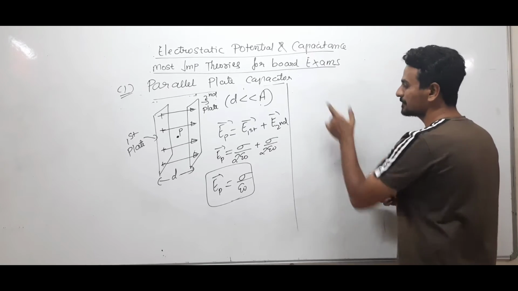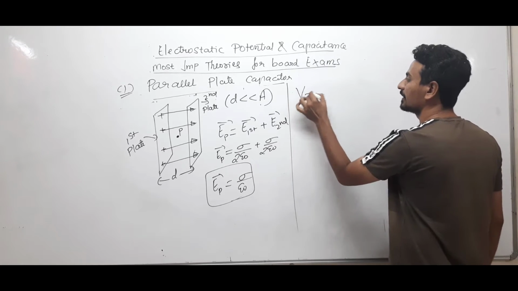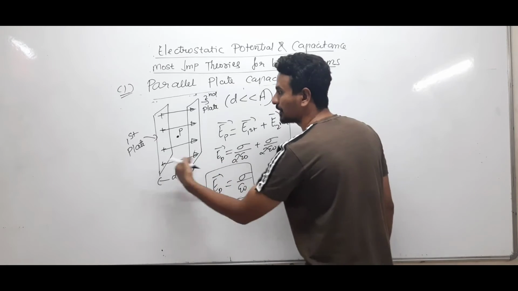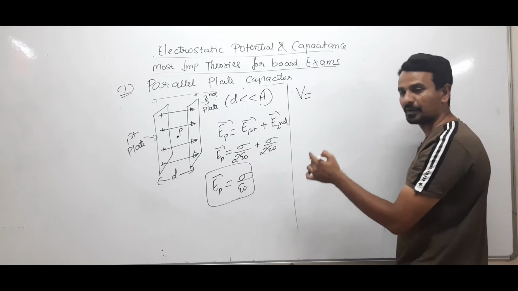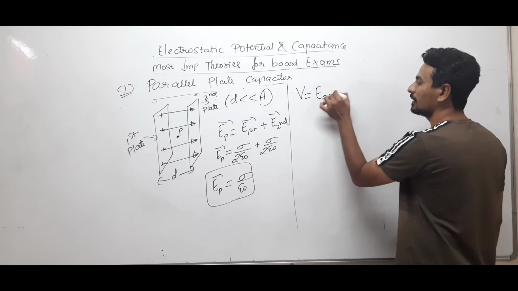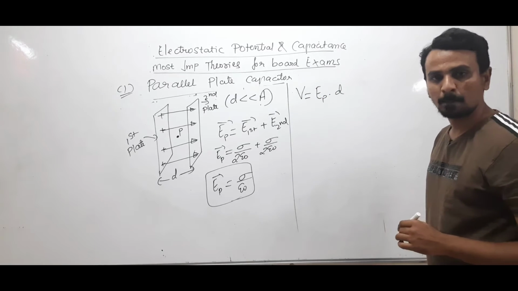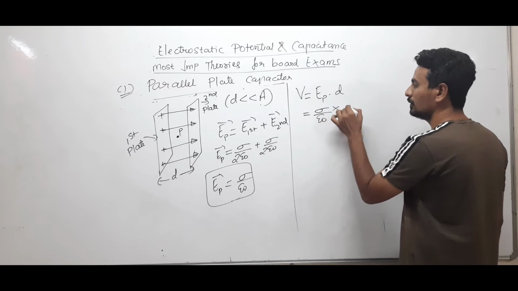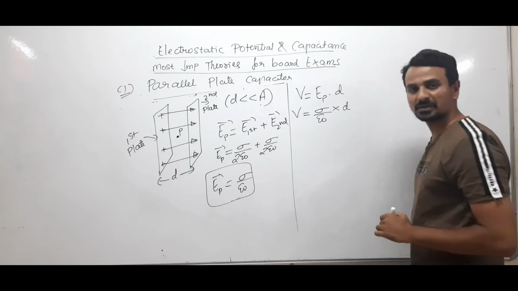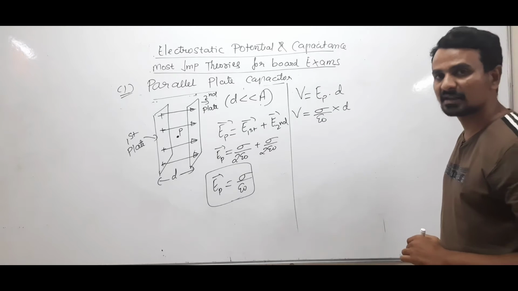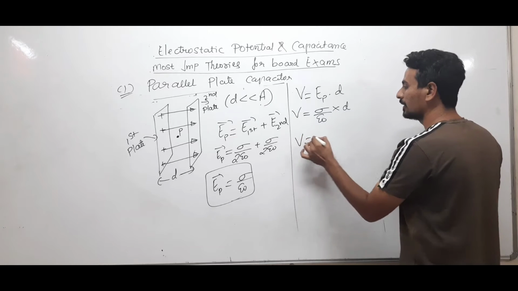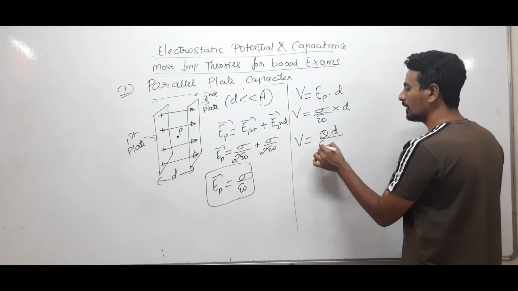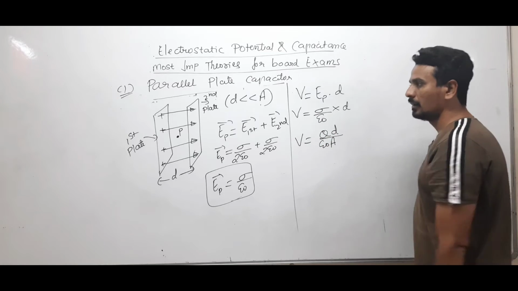Clear? So with this formula, we'll write V, the potential difference between first and second plate, as electric field dot d, E dot d. What is E? Sigma by epsilon naught into d. This is equal to V. Now once again, what is sigma? Q by A. So it will be Q d upon epsilon naught A.